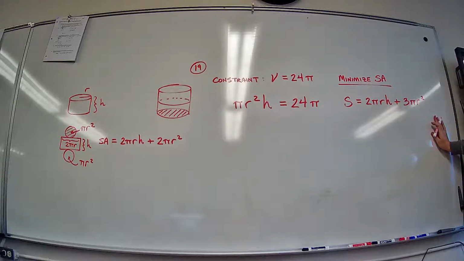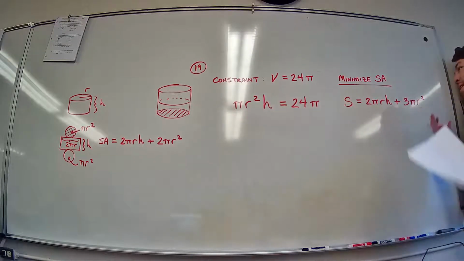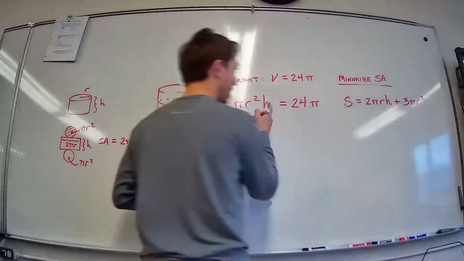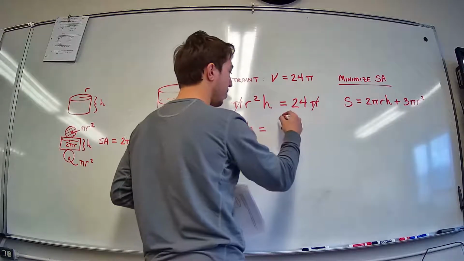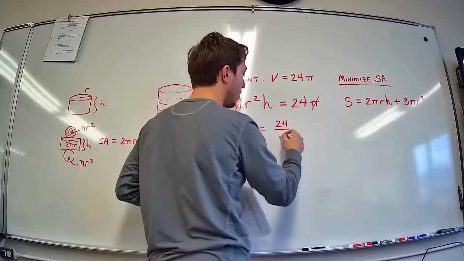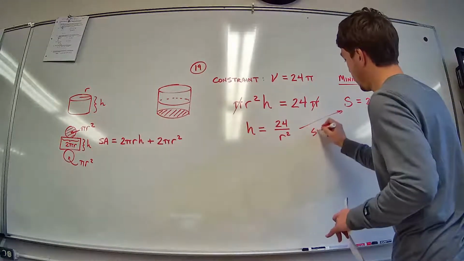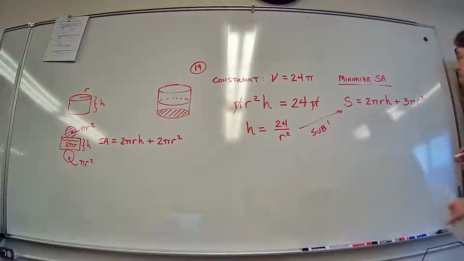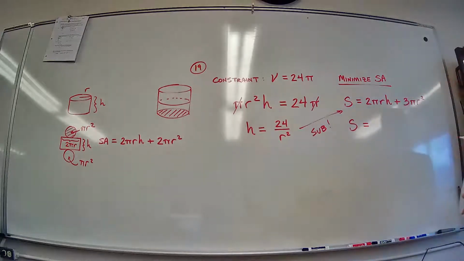Okay, so we got to be clever with our substitution here. Should we solve for H or solve for R? I'm thinking solve for H, because if we solve for R, we're going to have a square root involved. That's going to complicate things. So let's solve for H. The pi's drop out, and you get H has to equal 24 over R squared. And we're going to sub that in.